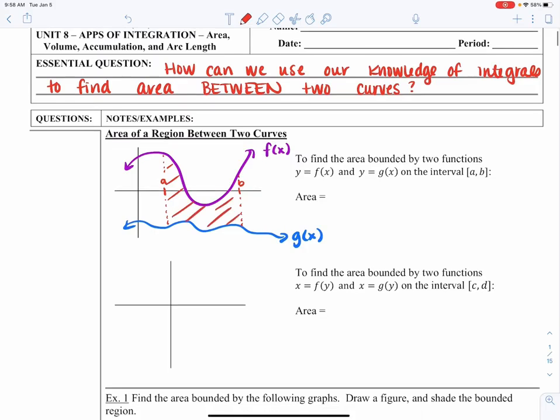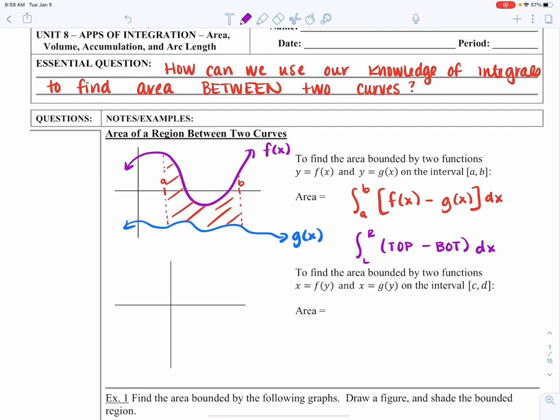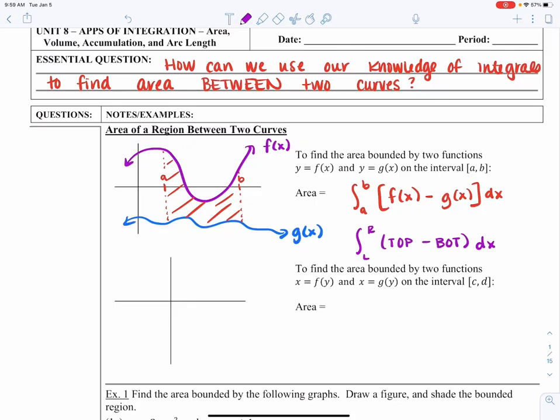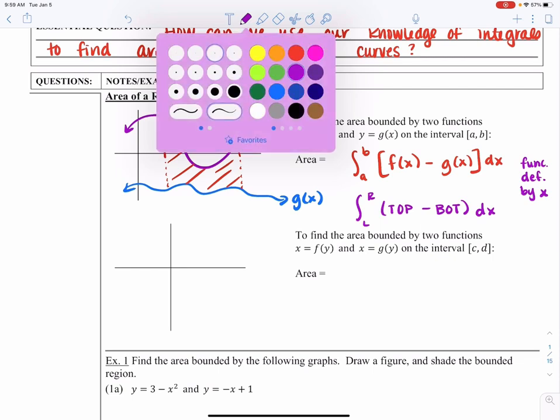we can do this mathematically by integrating from A to B the top function minus the bottom function. So essentially, integral from left to right of top minus bottom dx. Now this works only for functions defined by x. There will be times where you might have a function defined by y.